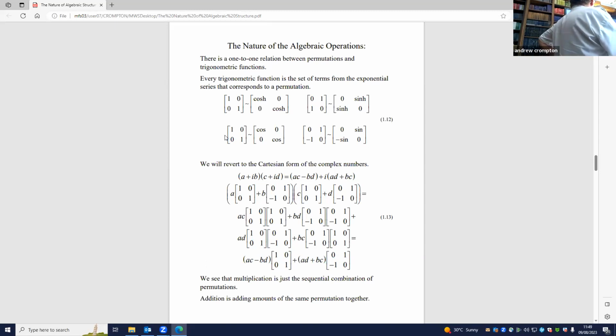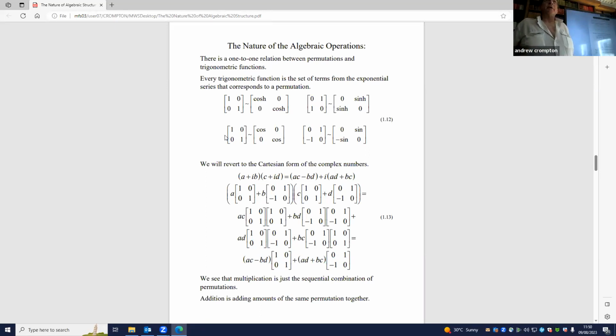Right, I'm now going to talk about the nature of algebraic operations. Every trigonometric function corresponds to a permutation. We're going to just do a little bit of complex numbers by just using permutations for you. What we're doing, we're multiplying these two numbers together, a plus ib and c plus id, and we're going to write them as permutations. And what we're actually doing when we take the matrix product, we're actually sequentially joining permutations together. So we're sequentially combining permutations together. And of course, it all works. This tells us one thing. Multiplication is the sequential combination of permutations.